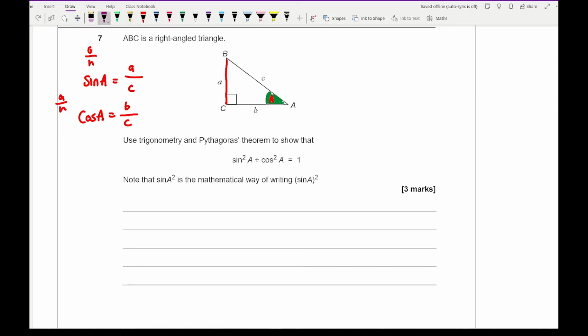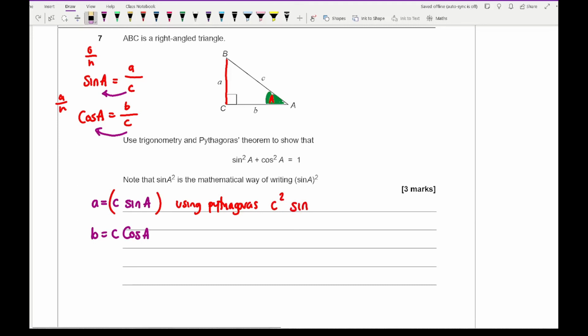Now, if I do a bit of rearranging, then what I find is that a is going to equal, if I take the c over to this side, c sine A, and b is going to equal, if I take the c over, c cos A. Now, if I use Pythagoras, we've got a squared plus b squared equals c squared.